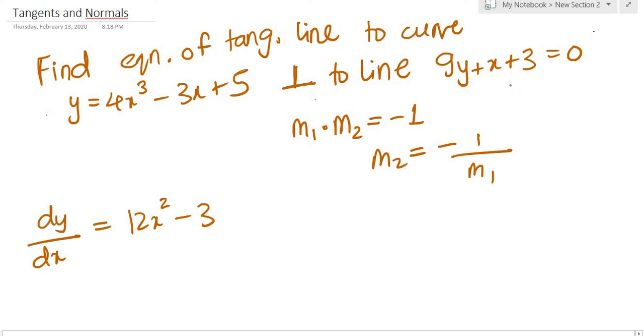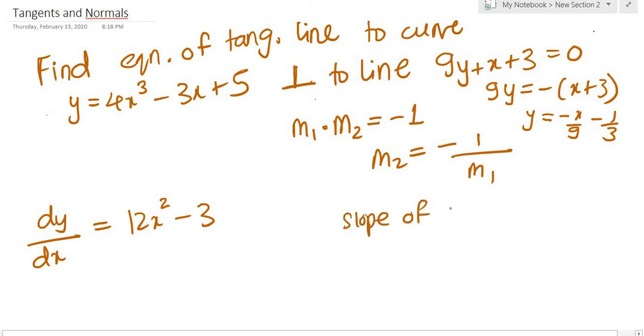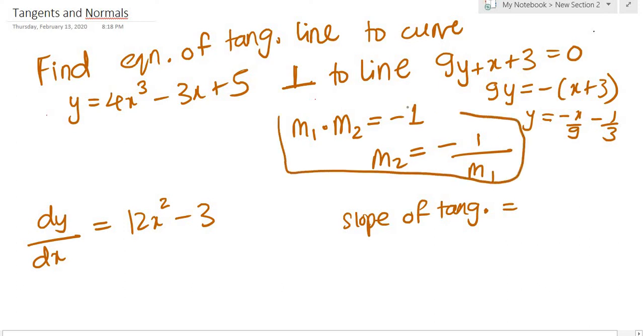And perpendicular to this line, we can find the slope of this line. So 9y is equal to negative x plus 3 in brackets. So y is minus x by 9 minus 1 by 3. So the slope is minus 1 by 9. So the slope of the tangent at whatever point that we have to find is basically, you flip this up because they are normal, so you need to apply this. So say m1 in this case is negative 1 over 9. You flip this up, you get negative 9 and then add a negative, so it becomes 9.